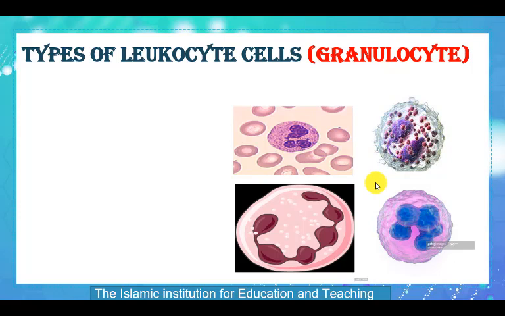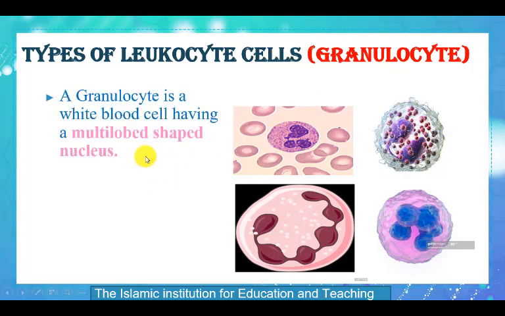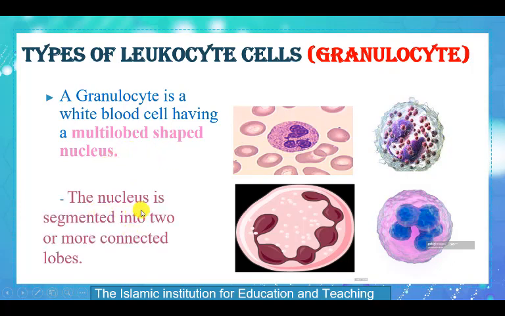The second type is granulocyte. Let's observe its nucleus. It has a multi-lobed nucleus, which means the nucleus is segmented into two or more connected lobes. Here is the first granulocyte having 3 lobes. May you count here the lobes? Yes, it has 2 lobes. And here, 1, 2, 3, 4, 5, 6 lobes.